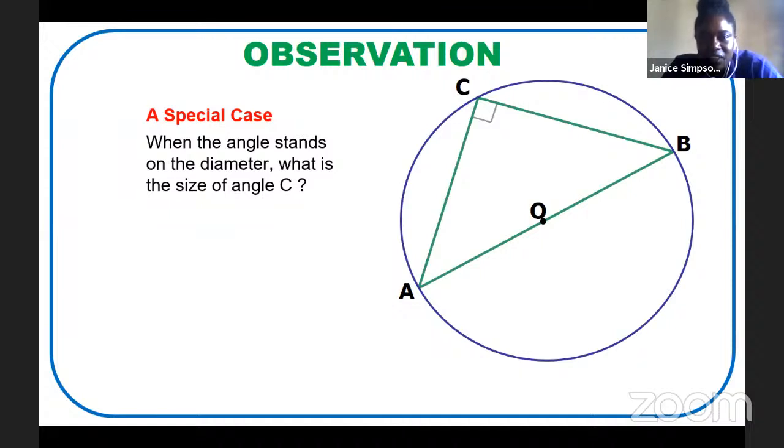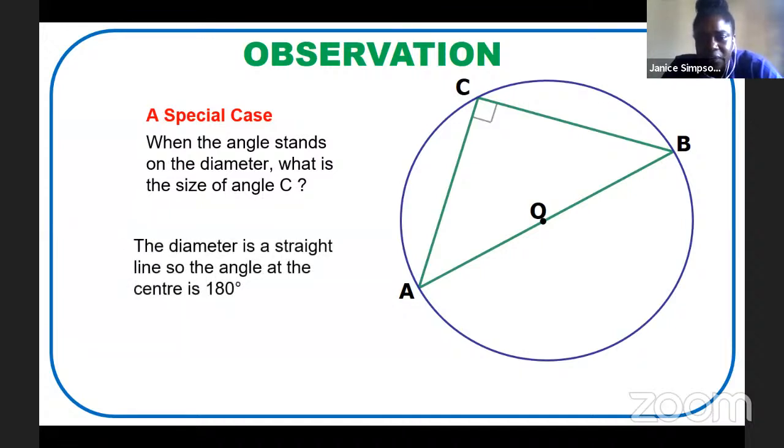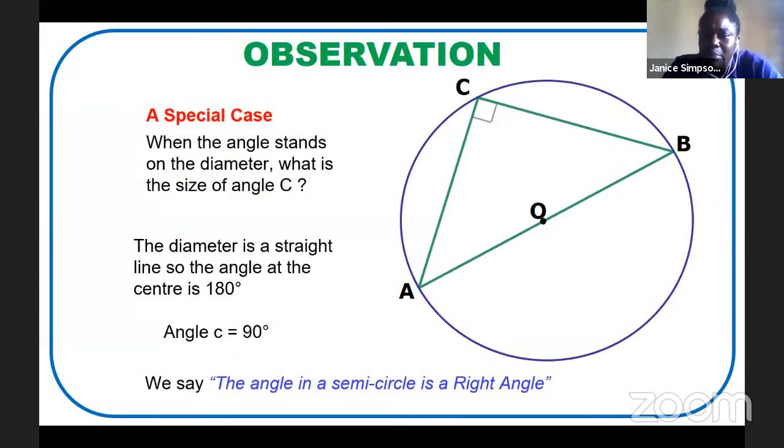Now, when the angle stands on the diameter, and we found the size of angle C there, and that symbol, great. So the diameter is a straight line. So the angle at the center measures 180 degrees, and therefore it is also part of the previous property that we looked at, where the angle at the center of the circle, in this case 180 degrees, is twice the angle at the circumference standing on the same arc or chord. What's the chord that angle C is standing on at the circumference? Give me the labeling for the chord.